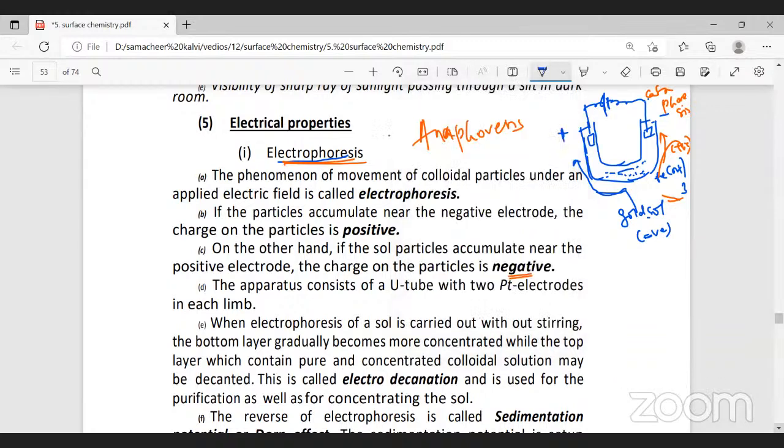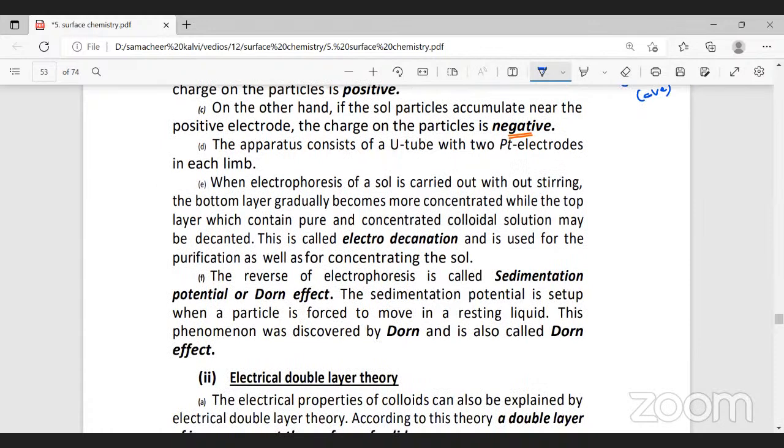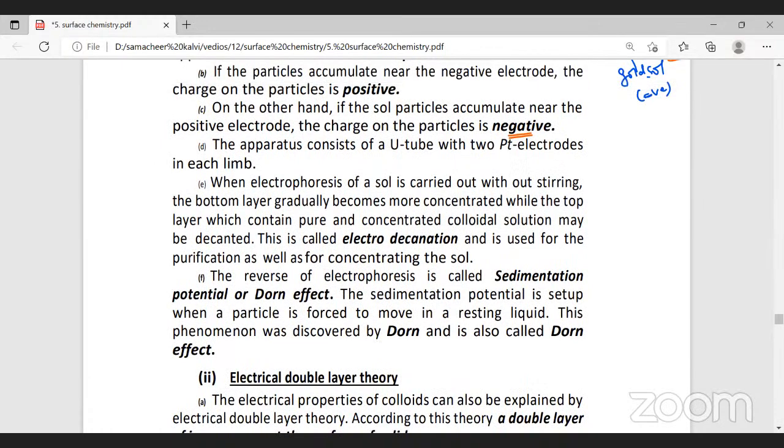So 3 properties of the colloids we have learned. One is the kinetic property. Brownian movement is a kinetic property. It is because of the movement of the colloidal particles. Next, we learned optical property. Tyndall effect is an example for optical property. Scattering of light due to the colloidal particles is called Tyndall effect. The third, electrical property, we learned, is called electrophoresis, anaphoresis, and cataphoresis.